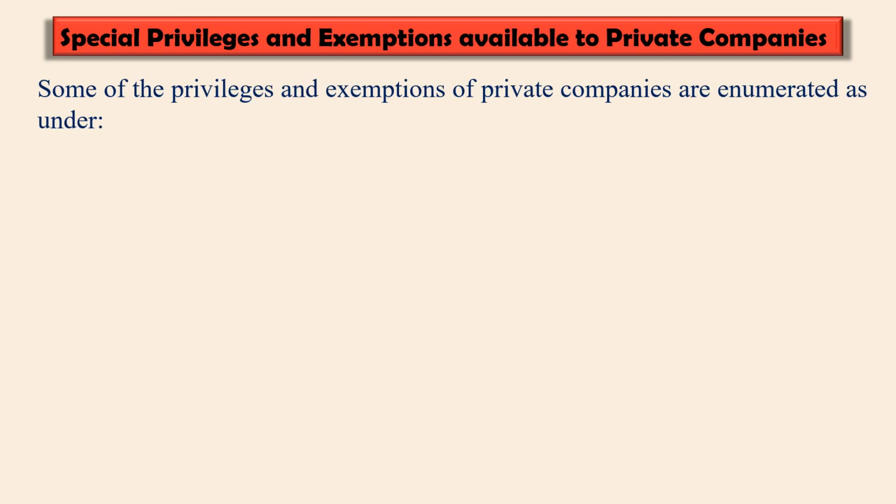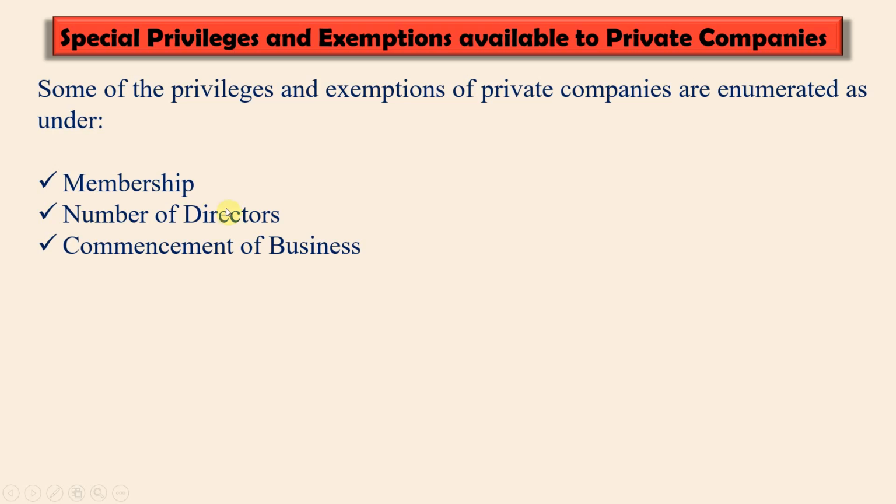Okay. Now we will see the special privileges and exemptions available to a private company. What are the special privileges and the exemptions available to a private company in comparison to a public company? The first one is membership. See, it may have only 2 members, or 1 member in case of a one-person company, to form a private company. So this is one privilege which is given to the private company. Next comes number of directors. See, the minimum number of directors required to form a private company is only 2, which is lesser in number as compared to a public company.